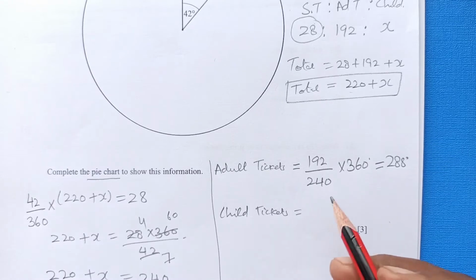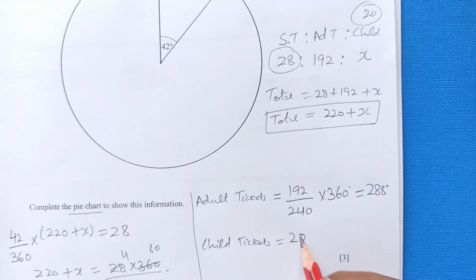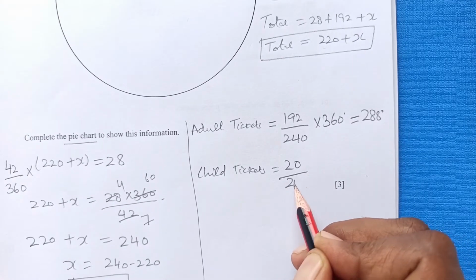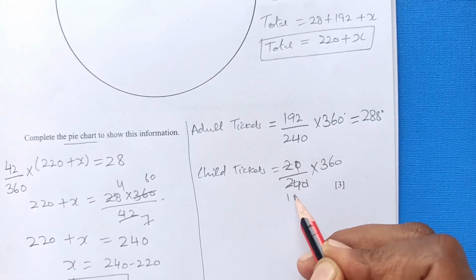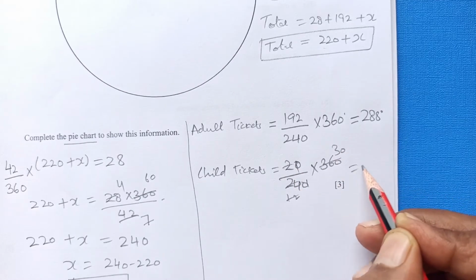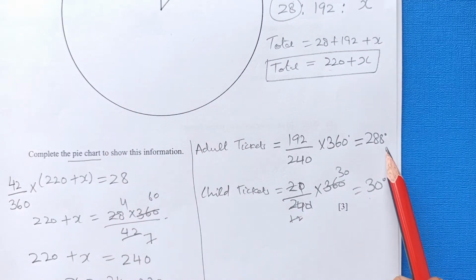And then we have to look for the angle for the child tickets, which we just got as 20. So this is 20 out of 240 times 360. So this is 12 times 3. So this is 30 degrees, right? So 42, 288 and 30 degrees.